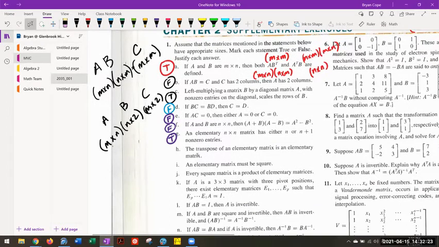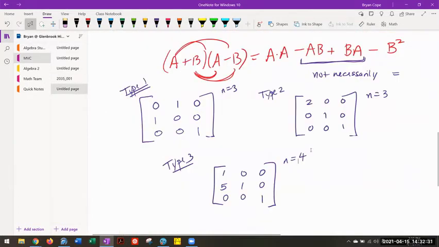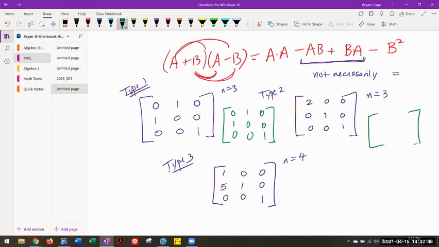The transpose of an elementary matrix is an elementary matrix. I think that's true. So her gut says it's true. Let's go back here and look. If we were to flip the rows and the columns of each of these, would it still be an elementary matrix? Okay, let's try this one. 0, 1, 0, 1, 0, 0, 0, 0, 1. Is it still elementary? It's the exact same thing. How about this one? 2, 0, 0, 0, 1, 0, 0, 0, 1. Yay, it's still good.